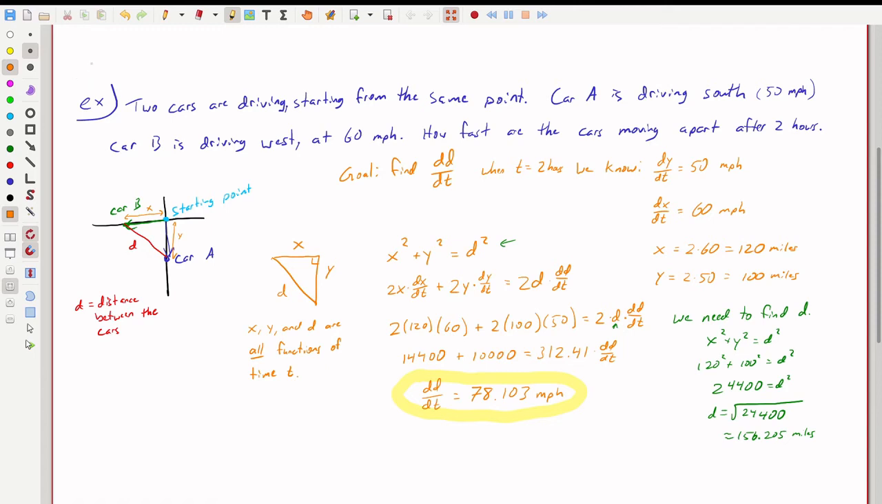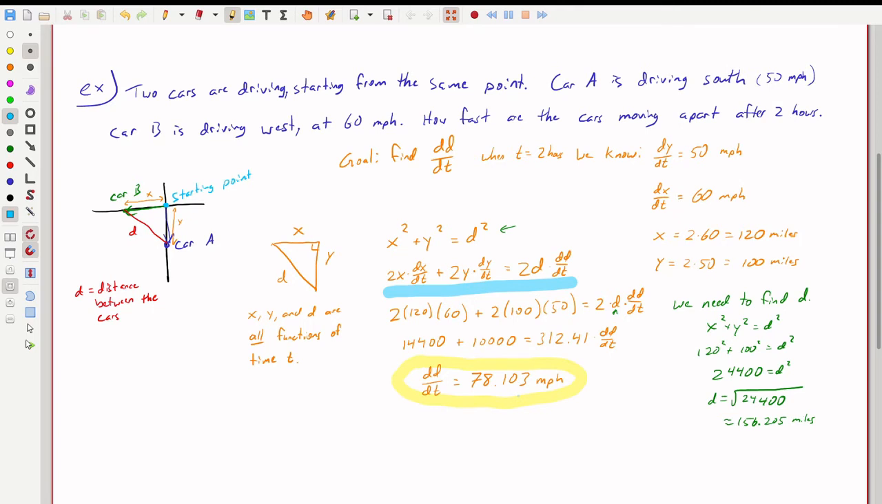The reason that we call this related rates is because after we took a derivative, we had this equation that involved different rates of change. So it gives us relationships between different rates of change, hence the related rates.